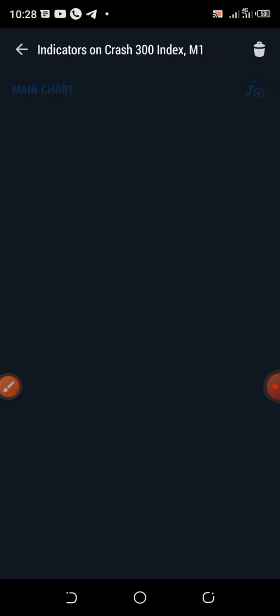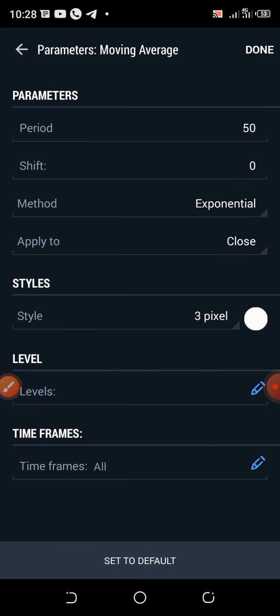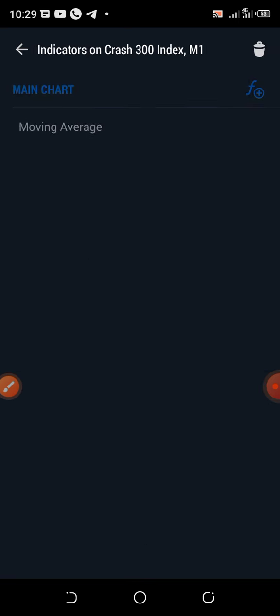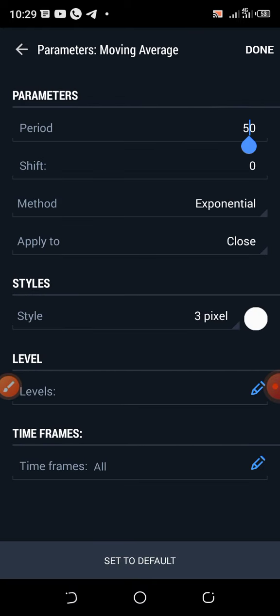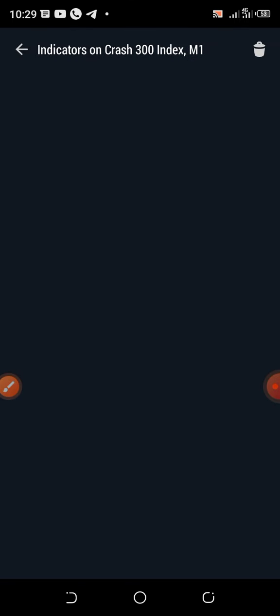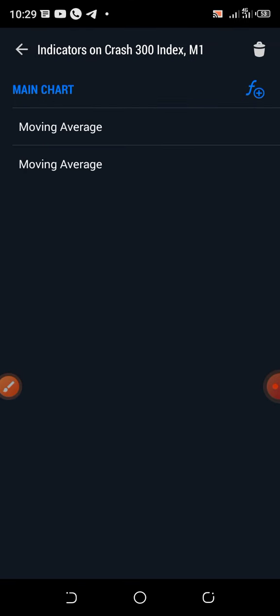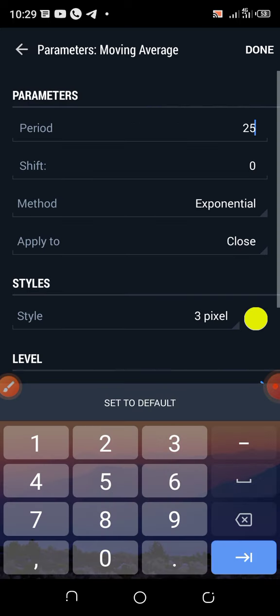Number one, if you are totally a newbie, please follow this thread. Number one, I add moving average 50. Number two, I add moving average 25. So please follow this simple step, and you will arrive at that place. Number three, I add moving average 12.